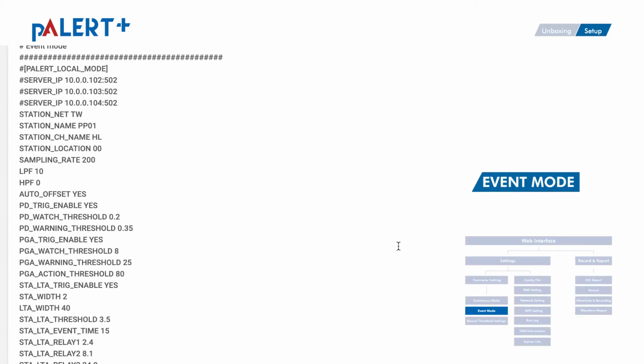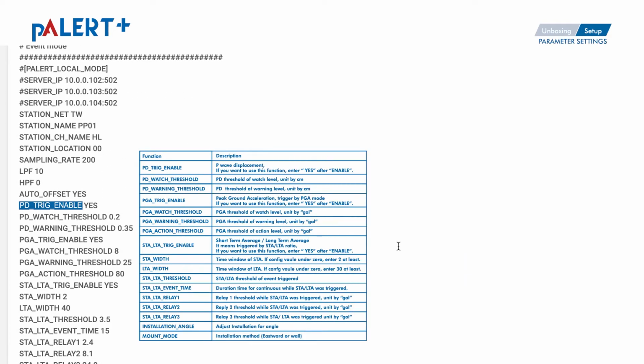Event mode. PD trig enable, P wave displacement. If you want to use this function, enter yes after enable. PD watch threshold, PD threshold of watch level, unit in gal. PD warning threshold, PD threshold of warning level, unit in gal.